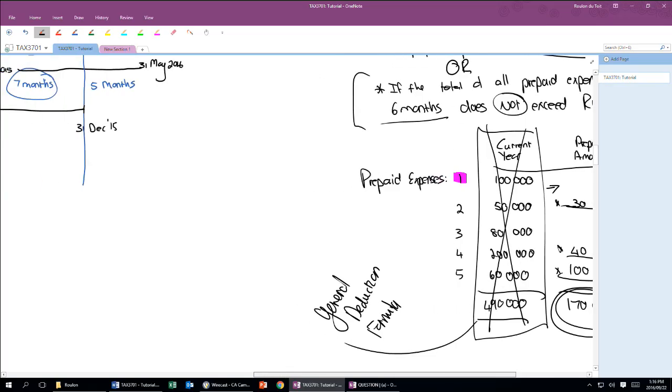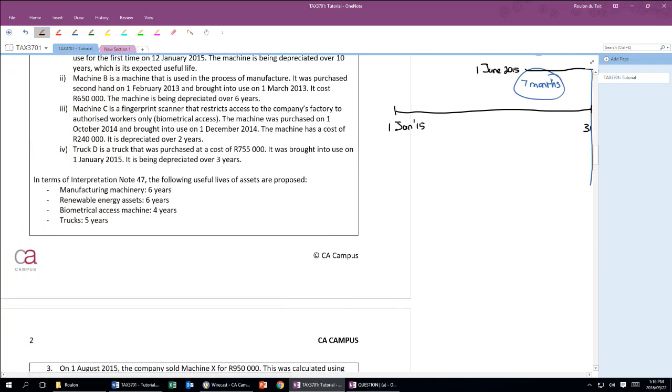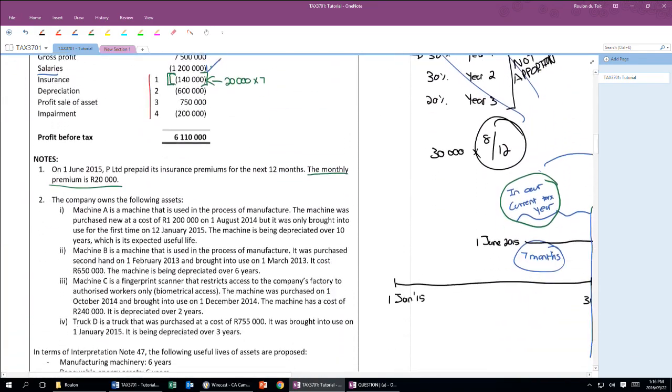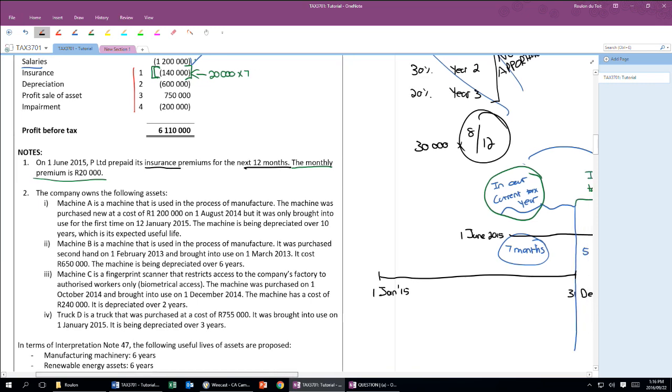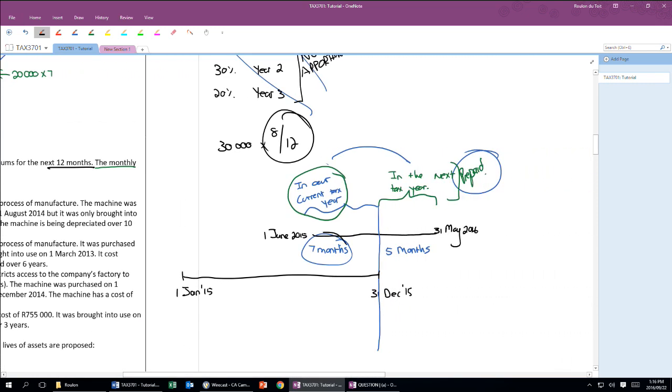Okay, so now that we've done a little bit of revision there, let's go back to our question, and I'll just remind you of what happened here. We said that there were insurance premiums which have been paid for the next 12 months, and when we looked at our calculation, we saw that it was for 7 months in the current year and 5 months prepaid. So what can we see here?